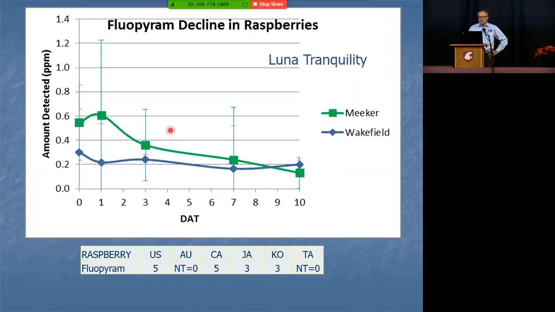Meeker higher than Wakefield. Luna Tranquility, not yet registered, but it will be registered, and you guys will love this product. When we look at the efficacy data at my talk this afternoon, you'll see why. But again, Meeker higher than Wakefield. Look at this, nothing above 1 part per million. So even though the US is 5, we can go into Japan and Korea.